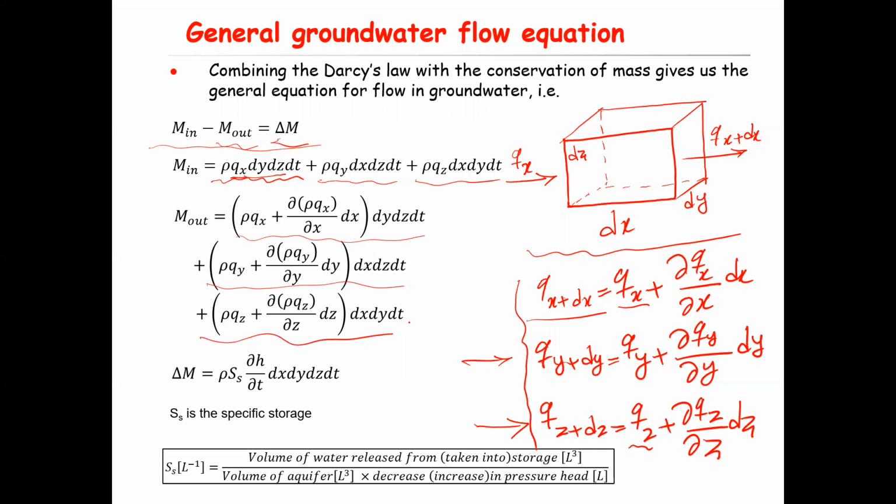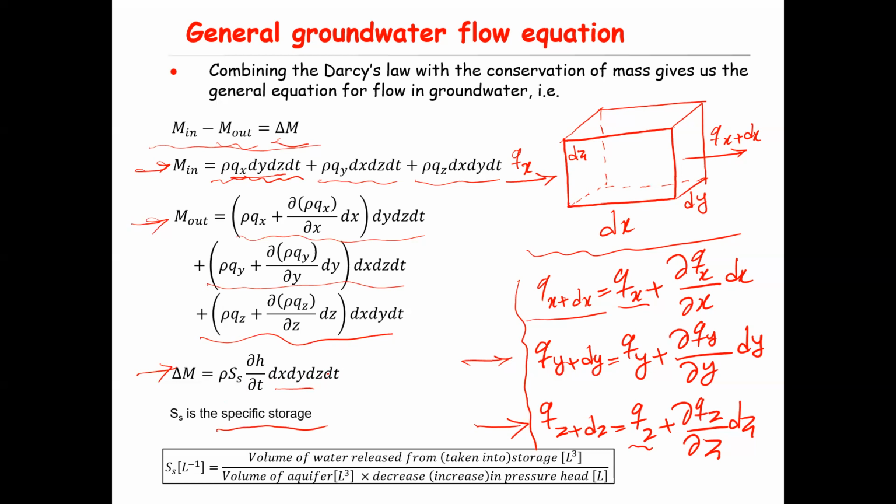So you now have an equation for M in, you have an equation for M out, and also for delta M, the change in the mass in that control volume, you can easily show that that is equal to the density times the specific storage, SS, that we had in the previous lecture, times the derivative of the pressure head with respect to time times the volume, that is dx, dy, dz times dt.